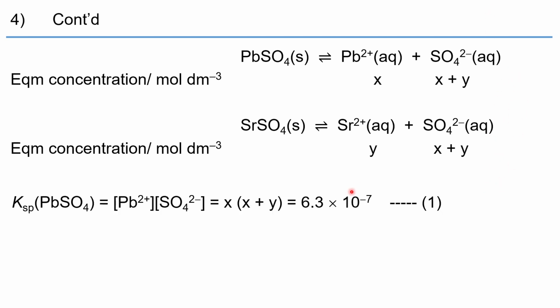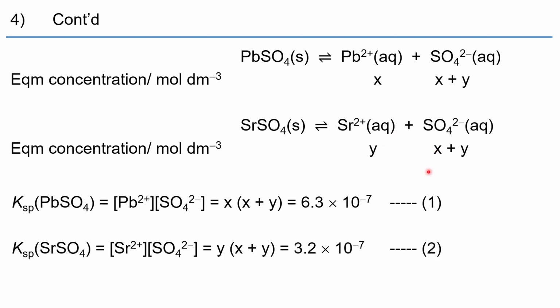So what do you do now? I can work out my Ksp value. For lead sulfate, it will be the concentration of lead multiplied by the concentration of sulfate. So you see x multiplied by x plus y, and I was given the value 6.3 times 10 to the minus 7. I call this equation 1. By now you should realize that the moment you have two algebraic terms, you need to solve your simultaneous equations.